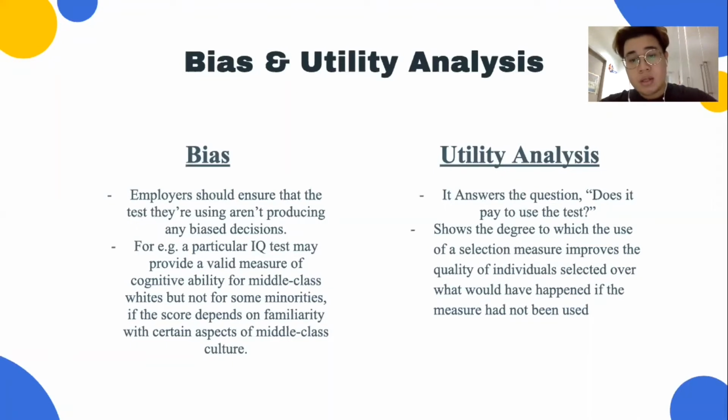And for utility analysis, this answers the question, does it pay to use the test? It shows the degree to which the use of a selection measure improves the quality of individuals selected over what would have happened if the measure had not been used. For example, if it is going to cost the employer $1,000 per applicant for the test, and hundreds of applicants must be tested, the cost of the test may exceed the benefits derived from hiring a few more capable employees.